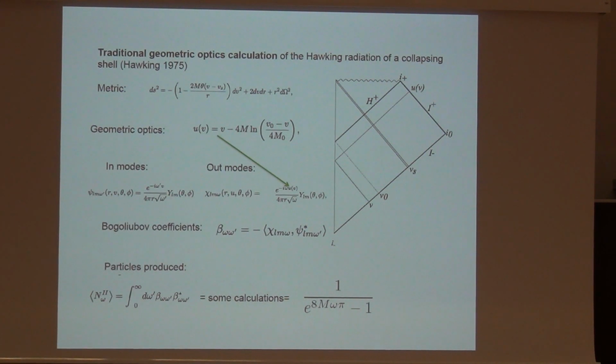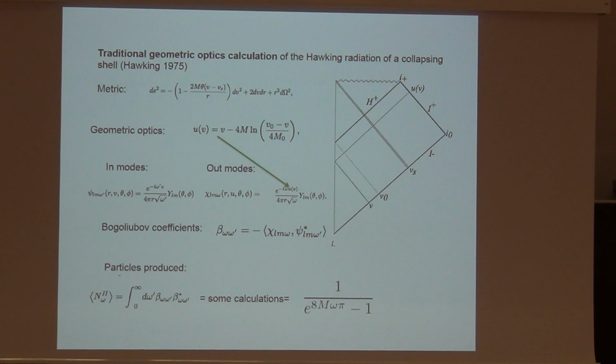The geometric optics approximation consists of a formula that connects this value with that value up there, and this allows us to relate the in modes down here in Scri minus with the out modes up there in Scri plus. So the modes are written in terms of V here and in terms of U there, and the relationship between V and U is given by this little formula that comes from this geometric construction. Once you have the modes related in the same variable, you can proceed to compute the Bogoliubov coefficient. This goes all the way back to Hawking in 1975. That's the way he did the calculation.